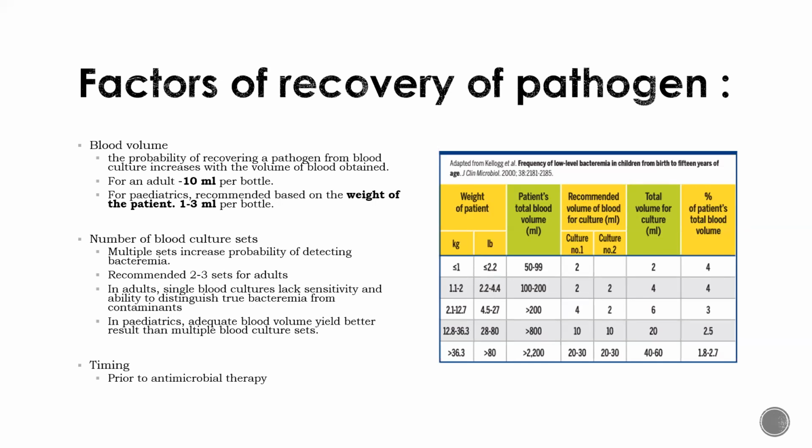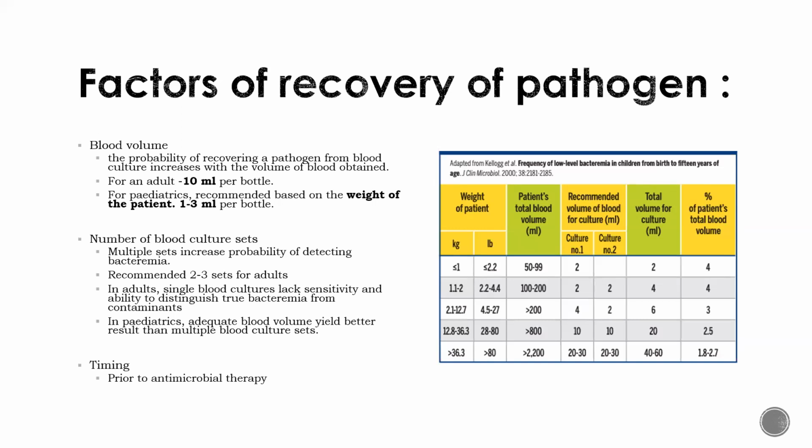As we noted, the total blood volume in babies is smaller than the total blood volume in adults, right? So at least 1 to 3 mils per bottle. There is also another recommendation, which is 1 mils per year of life. But the best one recommended is based on the weight of the patient.